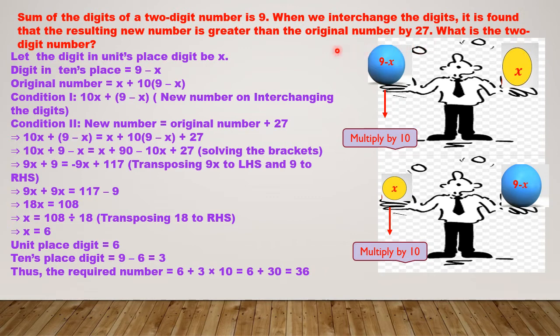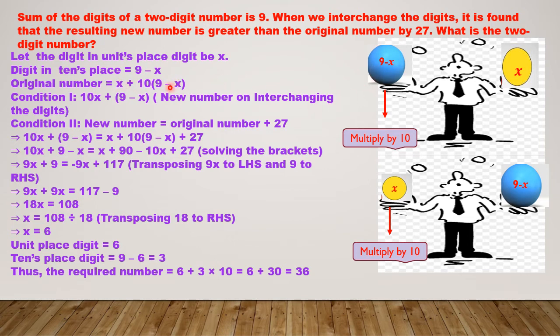Because we are supposed to add 27. Now in the question itself you can understand which number is smaller. The original number is smaller because the new number is greater. That's why we can add 27 to the original number. Now find out the original number.